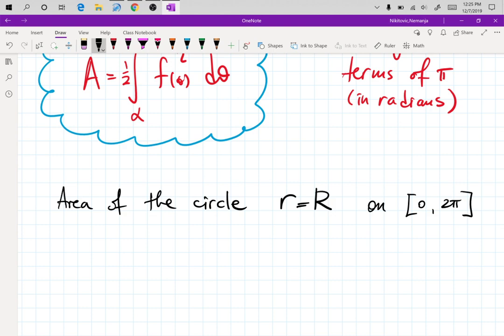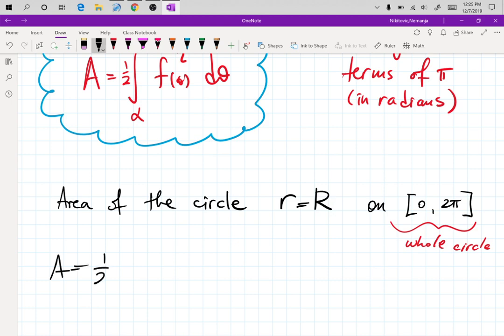All right, so area of the circle. This is very important. This thing over here says whole circle, because I can work with wedges, with pizza slices, right? I can cut a quarter of a circle or a half of a circle. 0 to pi is half of the circle, right? But I want the area of the whole thing. That's why it's going to be 0 to 2 pi, full circle.